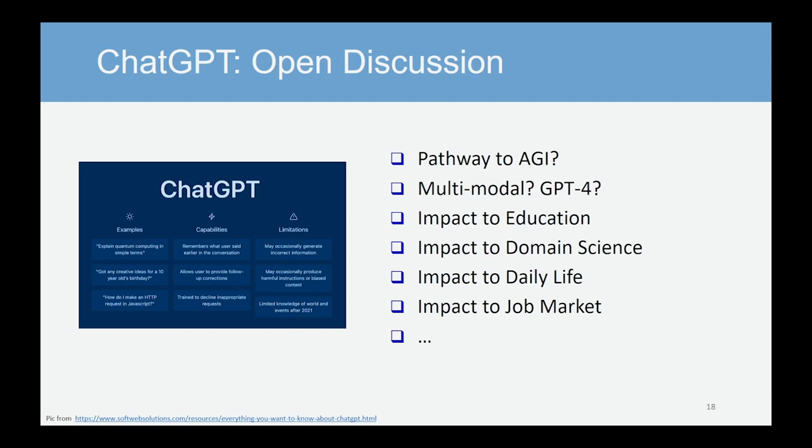And also the impact on education: whether we should include ChatGPT in our curriculum, and whether we allow students to use this for their homework. I think there is already a lot of discussion going on campus, and I'm happy to see the Academic Integrity Office will be involved in the later panel too. And there are definitely impacts on the domain side, on our daily life, and also on the job market. There are many people, like master's students, asking me, how do you think about the job market?